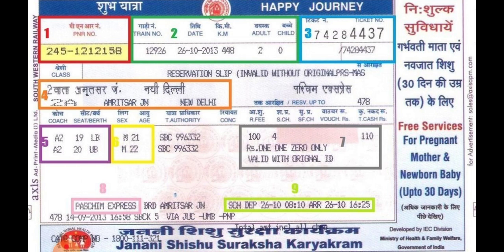So that is the meaning of two tier AC, 2A. Okay, so 3A is also there. That is, three tier AC coaches are also there, where you can find all three berths: upper berth, middle berth, and lower berth. But in this, you can see 2A means two tier AC. Okay, is it clear, children? So, that is the meaning of class. So, what is the class? It is second AC.